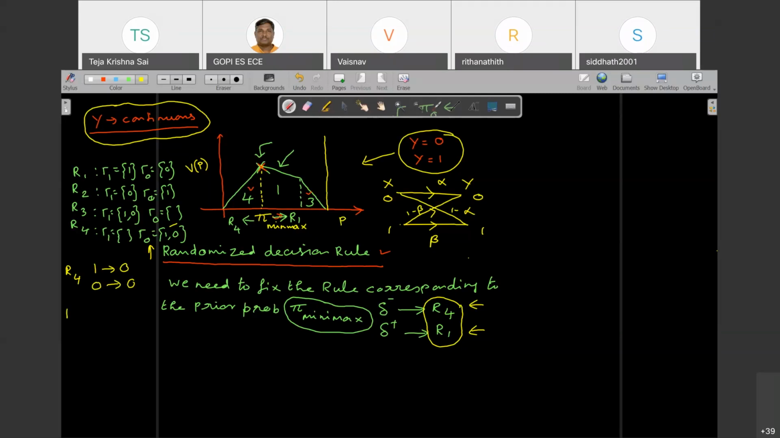But what does rule 1 say? Rule 1 says you decide 1 when you receive 1. You decide 0 when you receive 0. This is the rule. We need to actually combine these two, rule 4 and rule 1. So we need to use both these rules with different probability. We need to use these two rules.